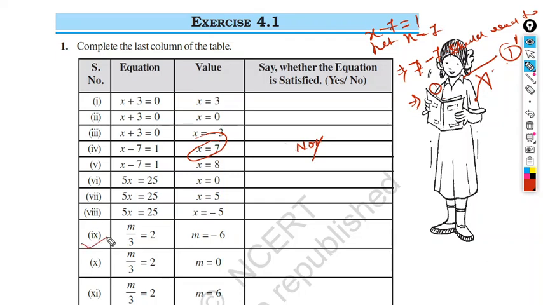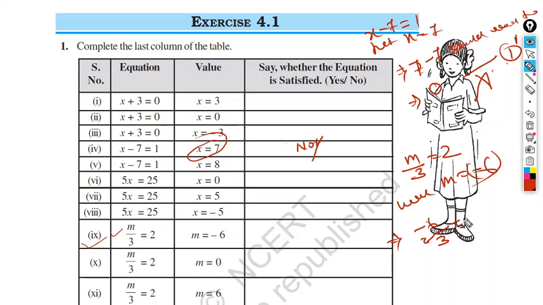Suppose we will move to IX. Here you can see m by 3 equal to 2. This is the equation, and here given is that m equal to minus 6. So we will put the value of m as minus 6. Let's see by putting the value. Now we will write the equation here: m by 3 equal to 2. Now here m equal to minus 6 implies we'll put the value of m as minus 6.